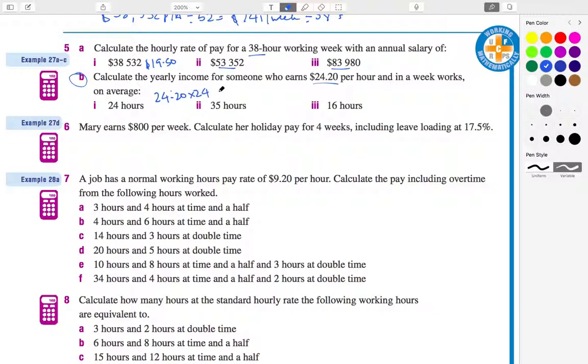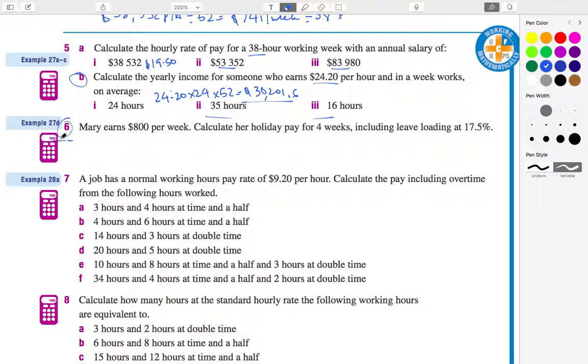So that's how much per week, and then times it by 52, and that gives us per year. All right, so you just got to times all of those together. So 24.2 times it by 24, and then by 52, and you get 30,201.6. And that's how you do II and triple I. Okay, so you just times it by the amount of hours they work, and then times it by the amount of weeks in a year, so 52.